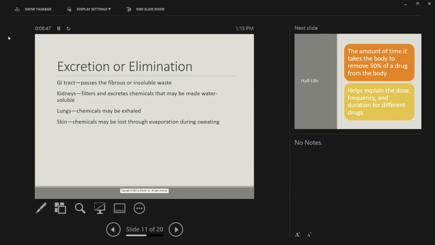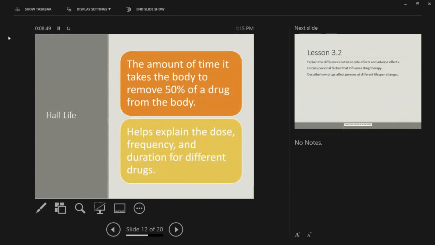The standard method of describing how long it takes to metabolize and excrete a drug is called a half-life, or the time that it takes for 50% of the drug to be removed from the body. The half-life helps explain the dose, how much of the drug should be taken, the frequency, or how often it should be taken, and the duration, which is how long the drug will last in the body. For this reason, drugs are often dosed based on kidney and liver function, which is why blood work can be drawn for kidney and liver function tests.